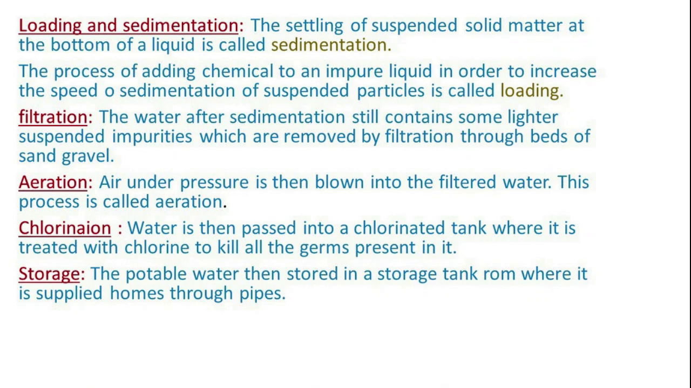By the process of aeration, we can remove the harmful microorganisms present in the filtered water. Air under pressure is blown into the filtered water. This process is called aeration. Water is then passed into a chlorination tank where it is treated with chlorine to kill all the germs present in it. Water is now potable, or safe for drinking. At last, the potable water is stored in a storage tank from where it is supplied to homes through pipes.